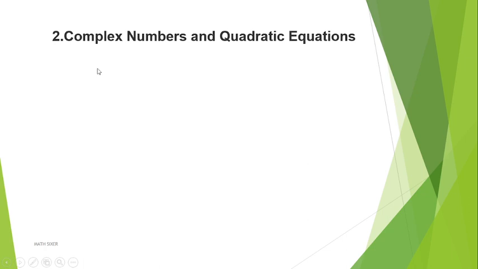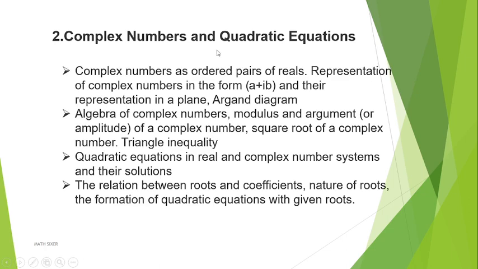And next we have complex numbers and quadratic equations. The subtopics are complex numbers as ordered pairs of reals, representation of complex numbers in the form a plus ib, and the representation in a plane and Argand diagram. Next we have algebra of complex numbers, modulus and argument or amplitude of a complex number. Next, square root of a complex number, and one more very important thing is the triangle inequality. Next we have quadratic equations in real and complex number systems and their solutions. The last subtopic is the relation between roots and coefficients, nature of roots and the formation of quadratic equations with given roots.